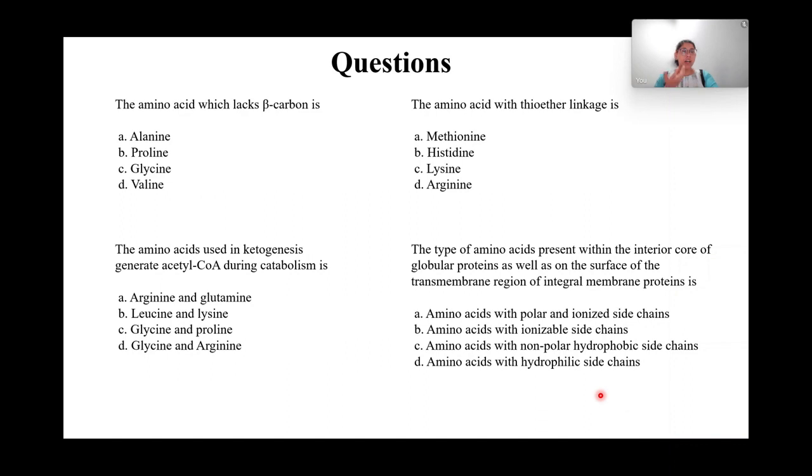The amino acid which is linked with the thioester linkage. Thioester linkage is the name given to something which contains a sulfur. Then we have the amino acids used in ketogenesis generated during acetyl coenzyme A metabolism. And the last is the type of amino acids present within the interior core of a globular protein as well as on the surface of the transmembrane region of an integral membrane protein.